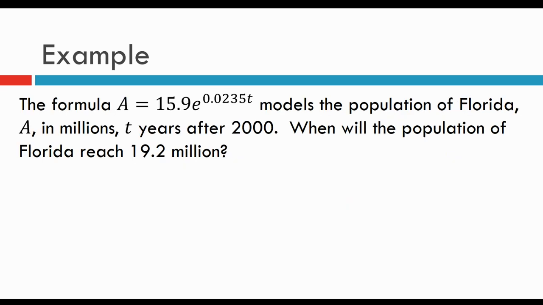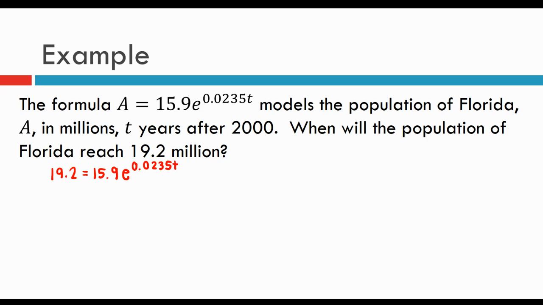Here's another formula. It's modeling the population of Florida in millions t years after 2000. It's asking when will the population of Florida reach 19.2 million? So I don't know what that year is to reach that amount. That's what I'm going to try to find. So that 19.2 is going to go into the A in our equation. So we'll have 19.2 equals 15.9 times e to the 0.0235t power.